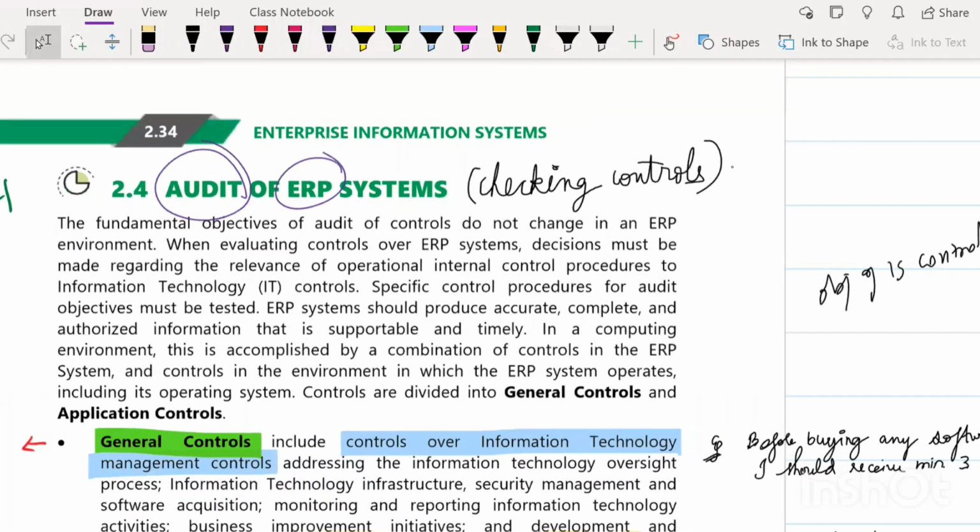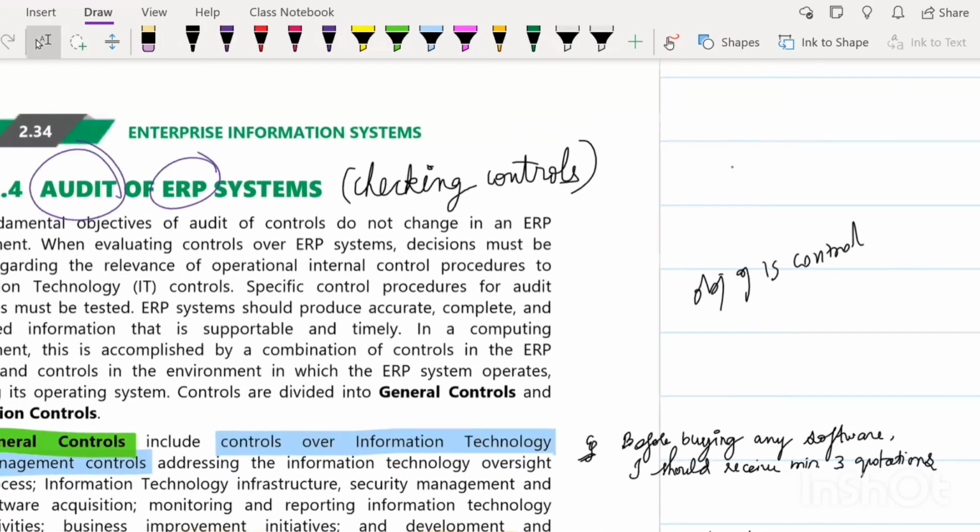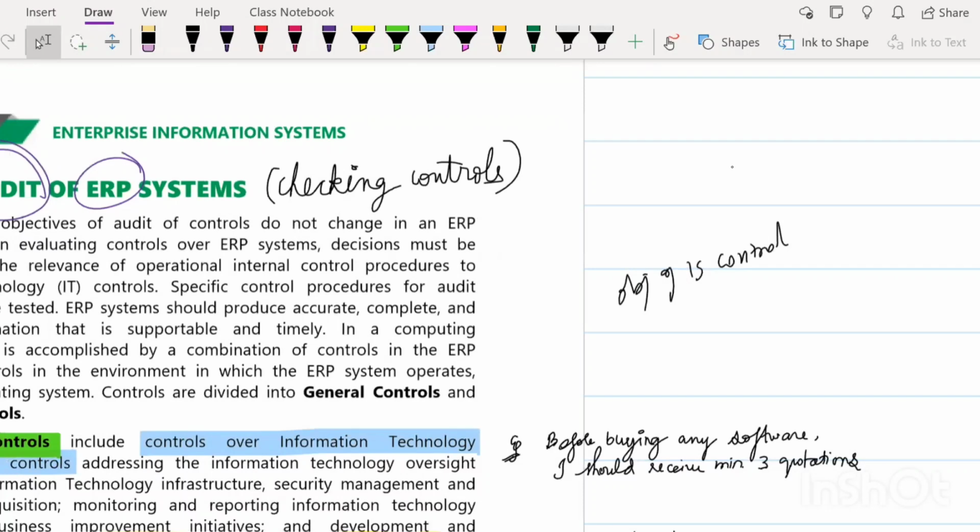What basically happens is that, like I have already said, if there is a software system, an information system, there will be general controls for that information system. As an auditor, you have to check whether the controls on the ERP system are working properly or not. Example, if there is a control that a person has to have a login password to enter into ERP, then we have to audit and see whether this control is working fine or not. How will you audit this and see?